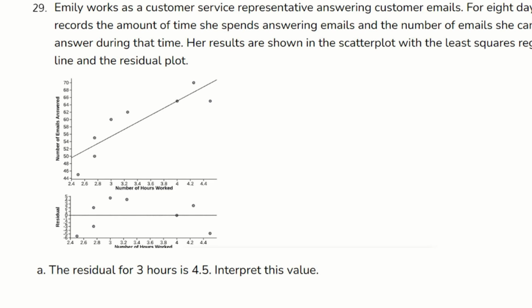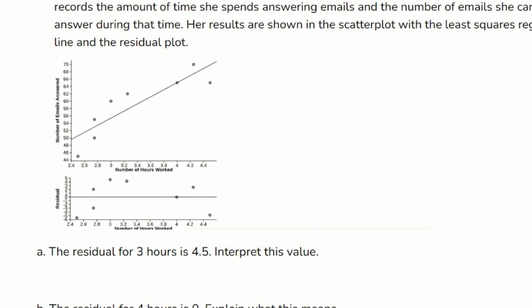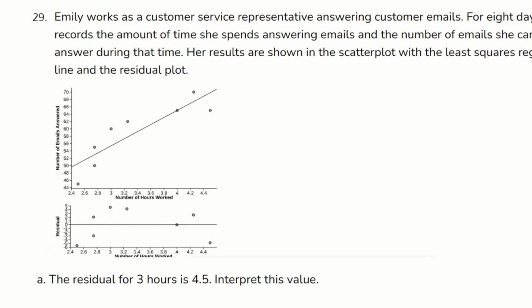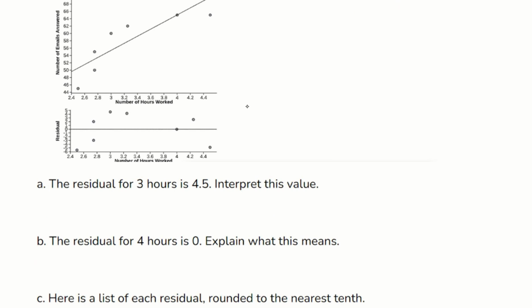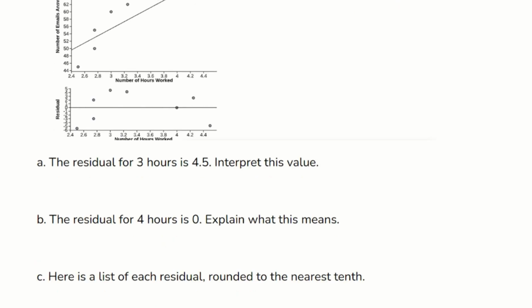Okay, so on the amount of time spent, the number of hours worked, and then the number of emails answered. It seems to be a positive relationship. We look at the residual plot. The residual for 3 hours is 4.5. Interpret that value. So we just have to interpret it.